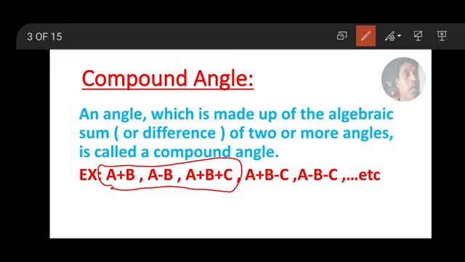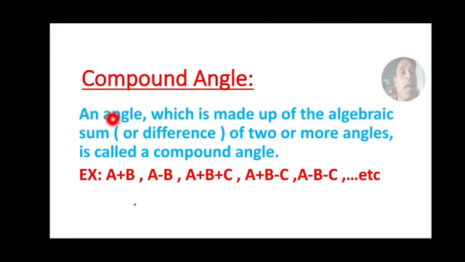I will repeat: a compound angle means an angle which is made up of the algebraic sum or difference of two or more angles. Means sum of two or more angles or difference of two or more angles, algebraic sum. These are the examples. From these compound angles we have formulas. Next slide we will look at the formulas.